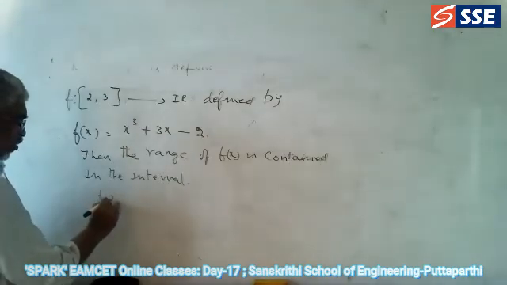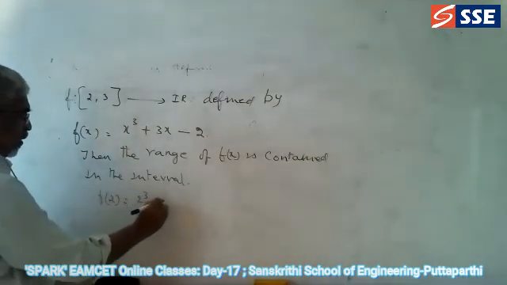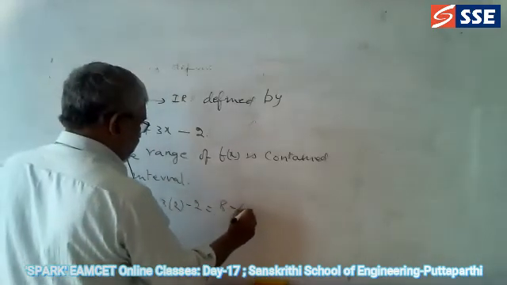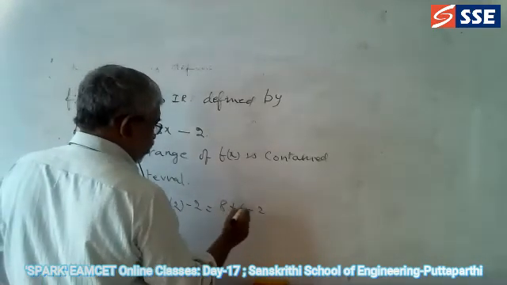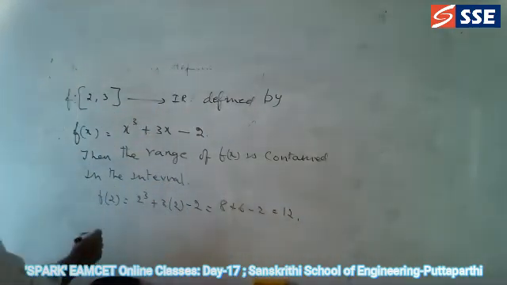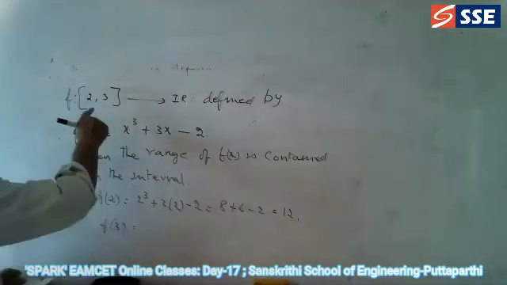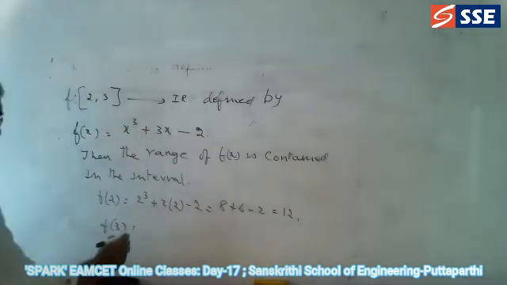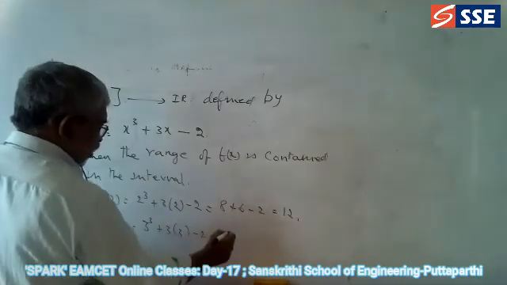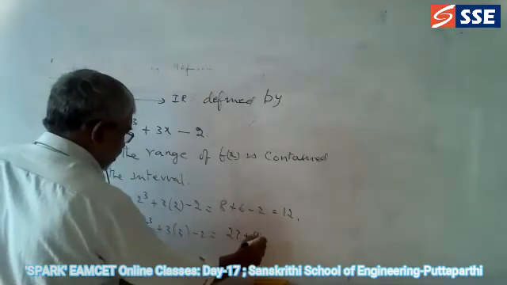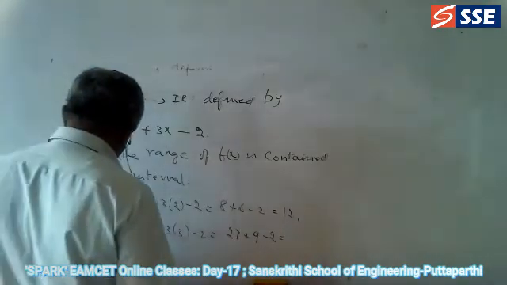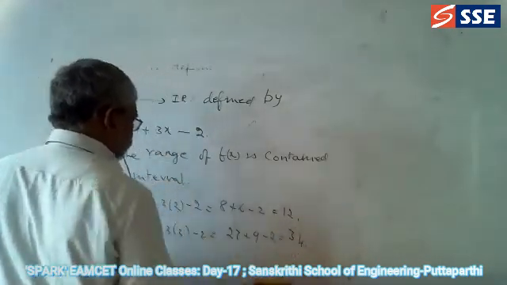Now f of 2 is equal to what? 2 cube plus 3 into 2 minus 2. So what do you get? 8 plus 6 minus 2. So 14 minus 2, it is 12. Now f of 3, this end: 3 cube plus 3 into 3 minus 2. That is 3 cube is 27 plus 9 minus 2. So 27 plus 7, it is 34.